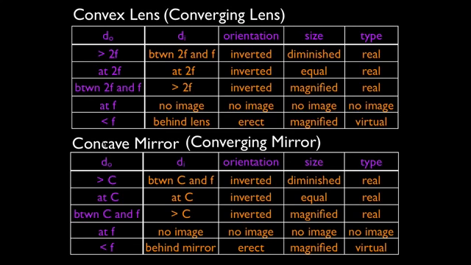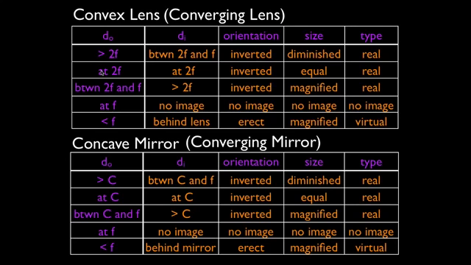Now, on here I have the table for the concave mirrors and the table for the convex lenses. These are both converging devices. Light rays converge when they come into these devices. And you should notice that the answers, the stuff in this gold color, the answers are exactly the same for the convex lens and the concave mirror. For example, when the object is at C, the image is at C, it's inverted, it's the same size, and it's real.